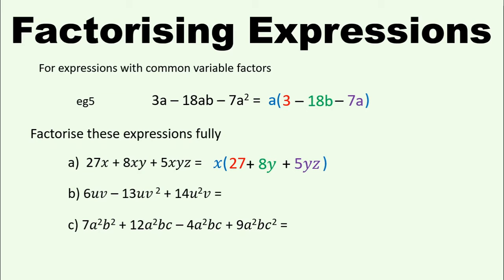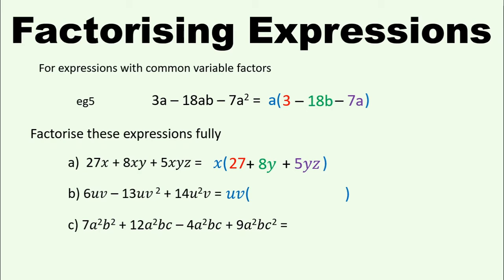I notice that all three terms have the letters U and V in them, but I need to pay attention to the powers as well. I see some of the terms have U squared, but not all of them. I see some of the terms have V squared, but not all of them. So the highest power of each of these letters that all three terms have is just 1. So U, V. I'll set up my highest common factor, UV, outside my brackets, and inside the bracket goes my factor pair.